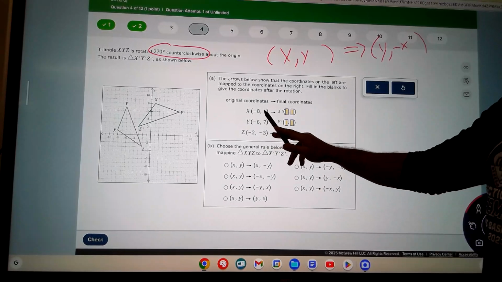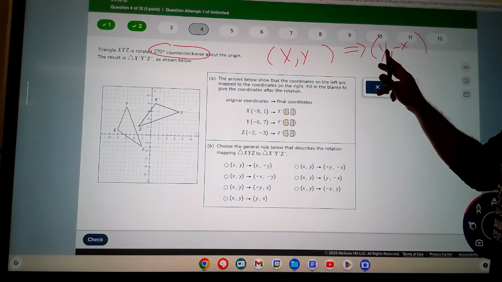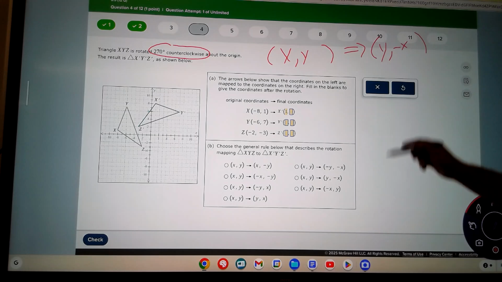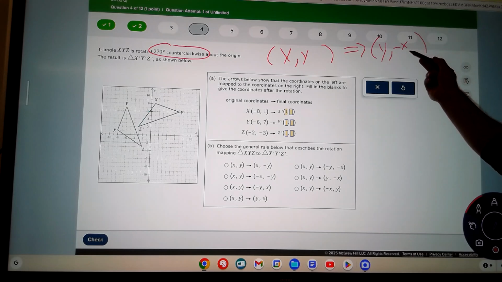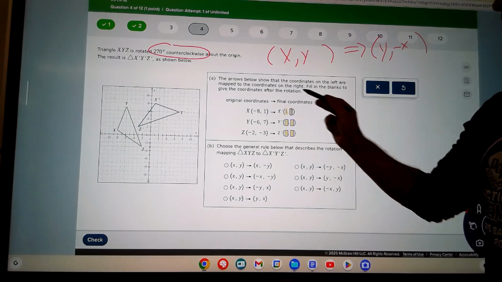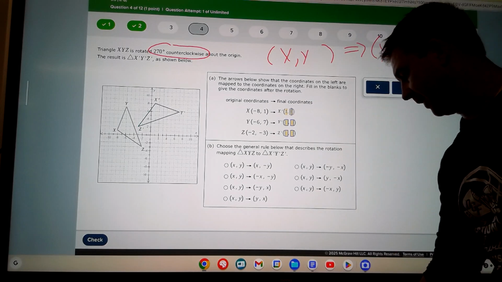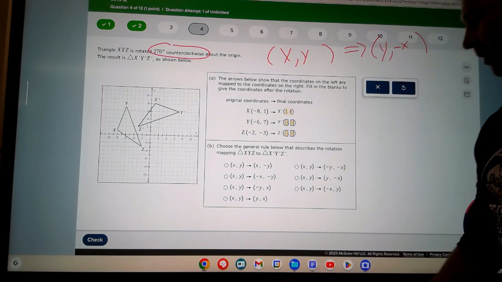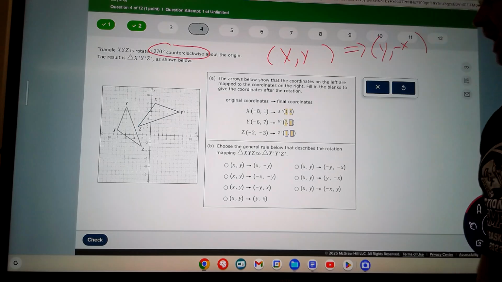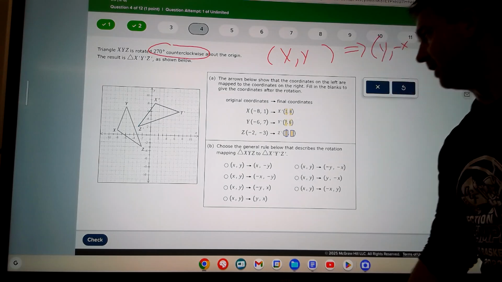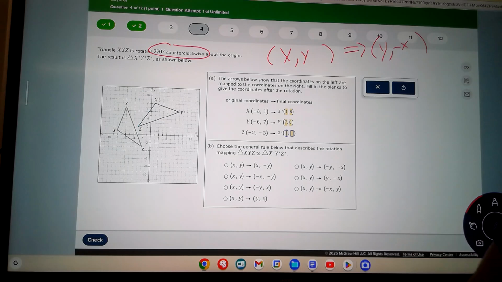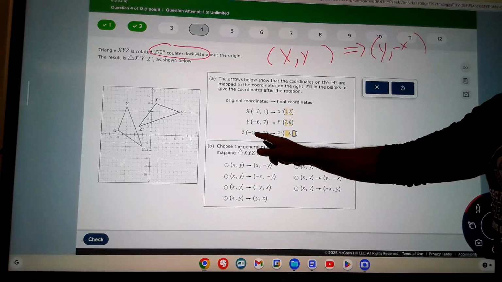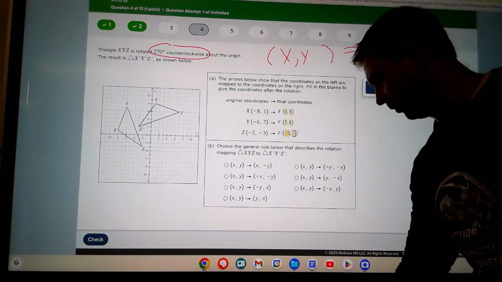Again, I'm going from negative 8, 1. My new X becomes my Y, which is a 1. And then my new Y is the opposite of what X was. So opposite of negative 8 is a positive 8. Now, for the next point, I end up doing the same thing, where this would be 7. Opposite of a negative 6 is a positive 6. Here, I end up getting a negative 3. That stays the same for the Y to my new X. And then this is the opposite, so a positive 2.